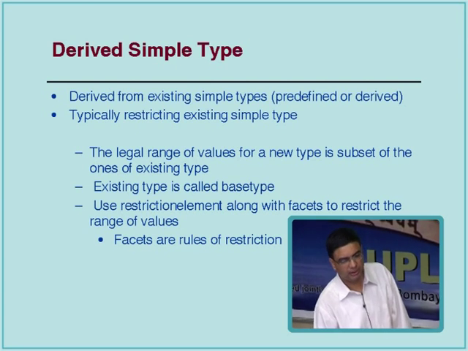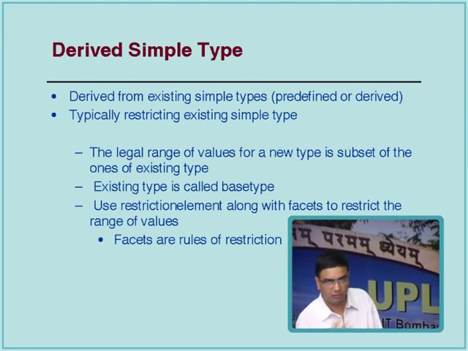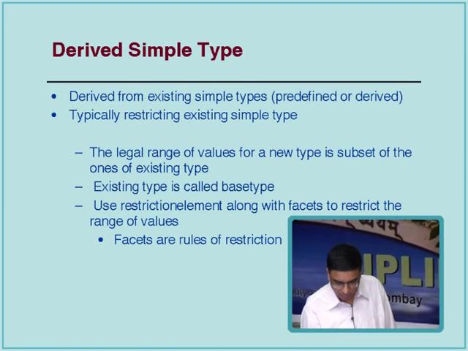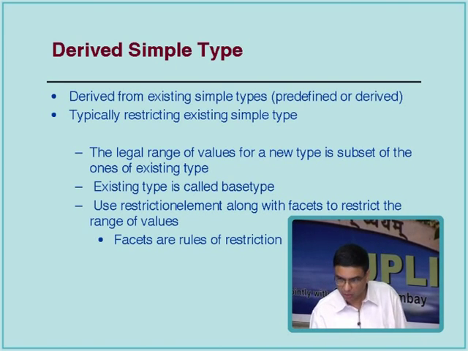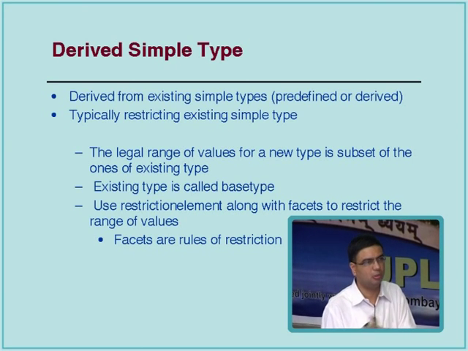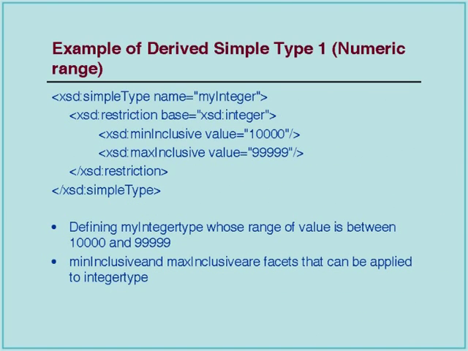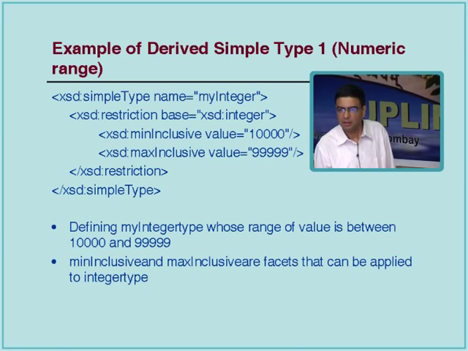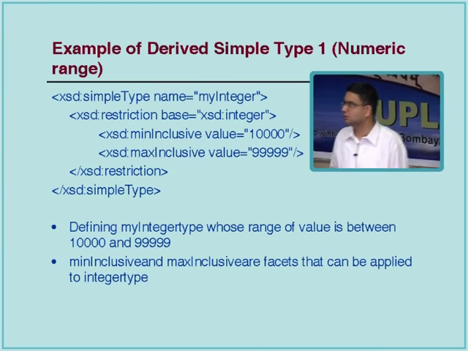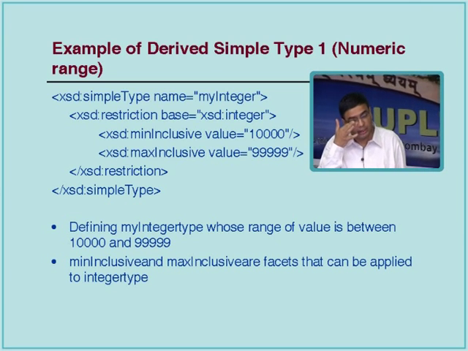So you restrict simple types to get derived simple types, right? One was the typedef that we did, but now we can do restrictions based on some base type that already exists, and the restrictions come in the form of facets, right? So these are certain rules or restrictions. Let's take a look at an example. I think examples are the best way to understand this. I'm going to call something my integer. The base type is an integer, right? But my integer is restricted to be within 10,000 and 99,999. It's a value between these two numbers that I restrict. So I call that my integer.